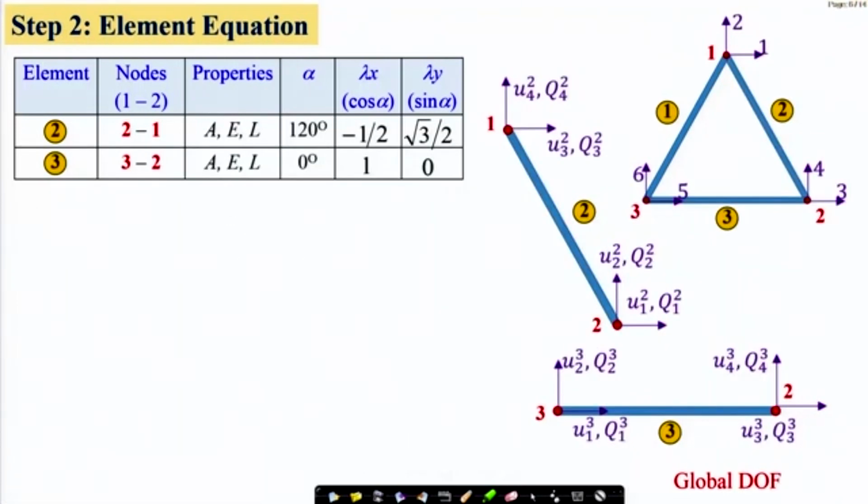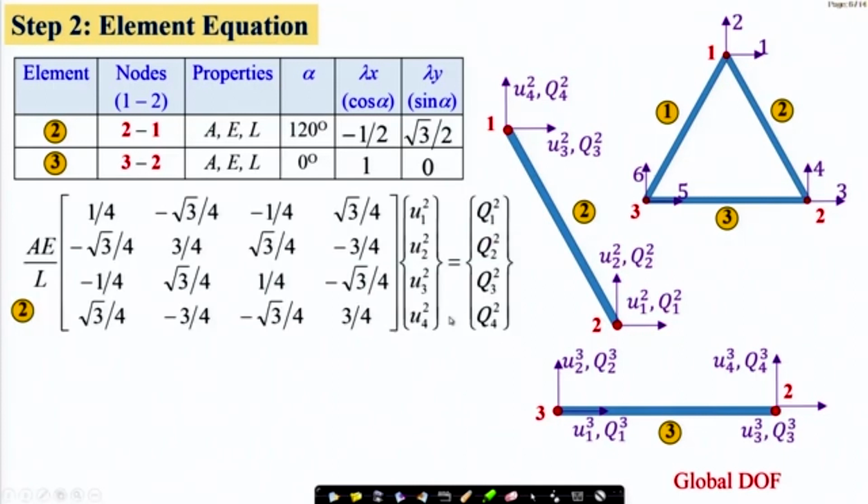Let's do the same exercise for the other 2 elements. For element number 2, just substitute this lambda x, lambda y in the equations. This is for element number 2, and similarly for element number 3. Element number 2 also, these are the nodes.